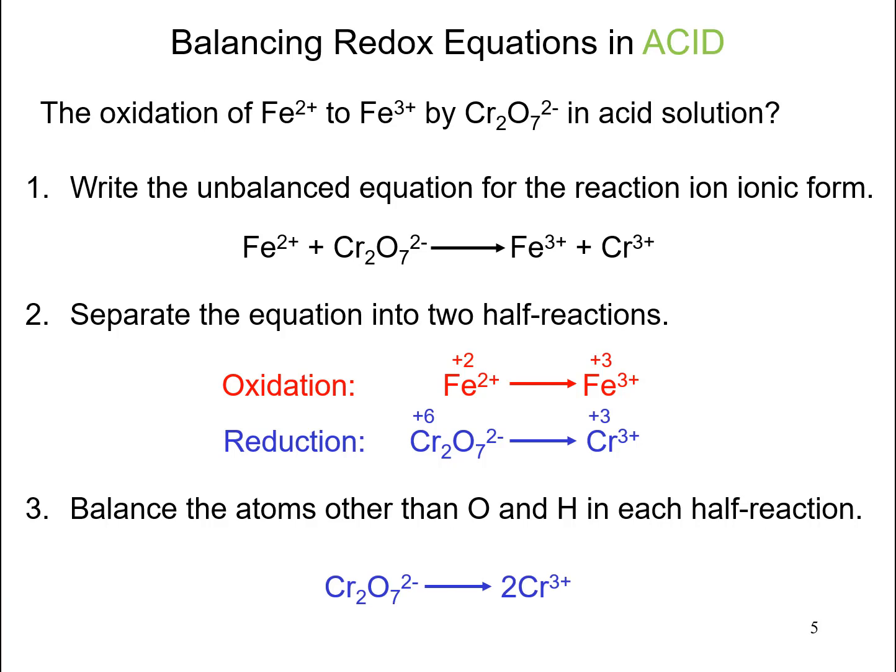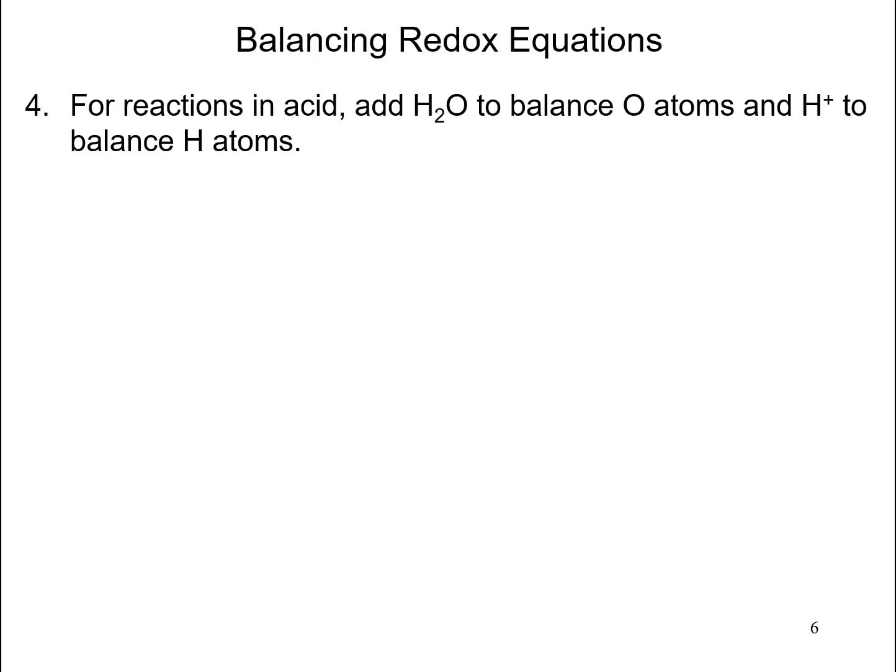So in our dichromate reaction here, first we want to balance the atoms other than H and O. So we had to put a 2 in front of the Cr3+ on the right-hand side. The next thing that we want to do is balance the oxygen using water. So in this case, I have 7 oxygens on the left-hand side, which is why I've added 7 water molecules to the right-hand side. And then next I'm going to balance with H+.